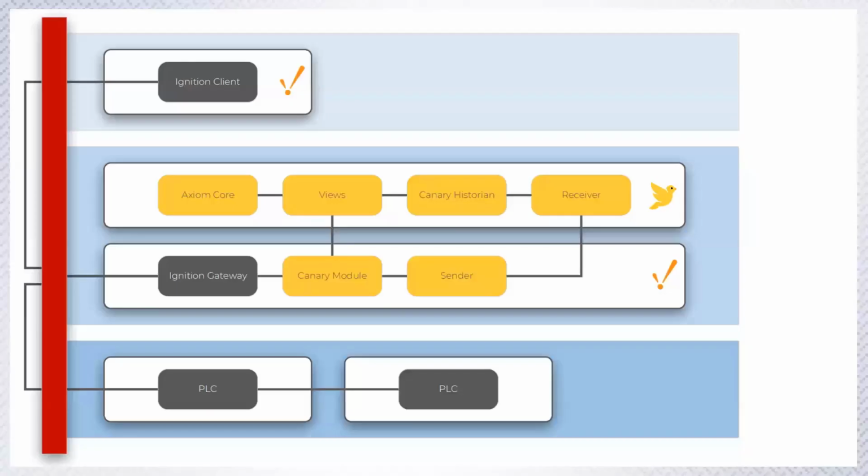If I'd like to embed Axiom's trending tool inside of Ignition Gateway, I can do that also. All I need is the web browser component on the gateway, and I call directly the URL of the Axiom machine or the Axiom core on my Canary server.